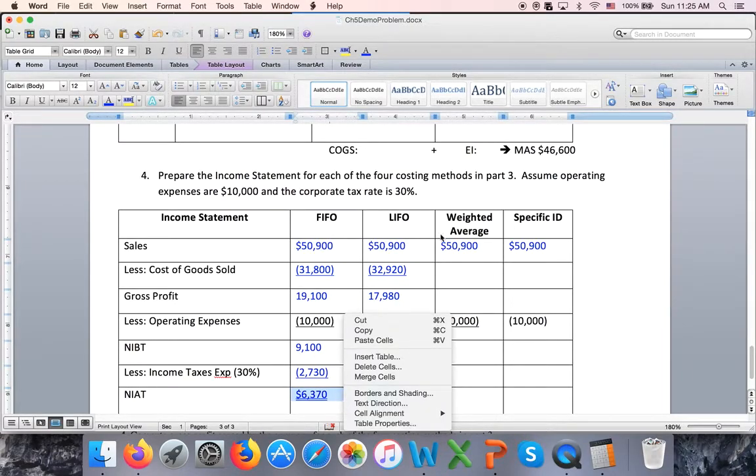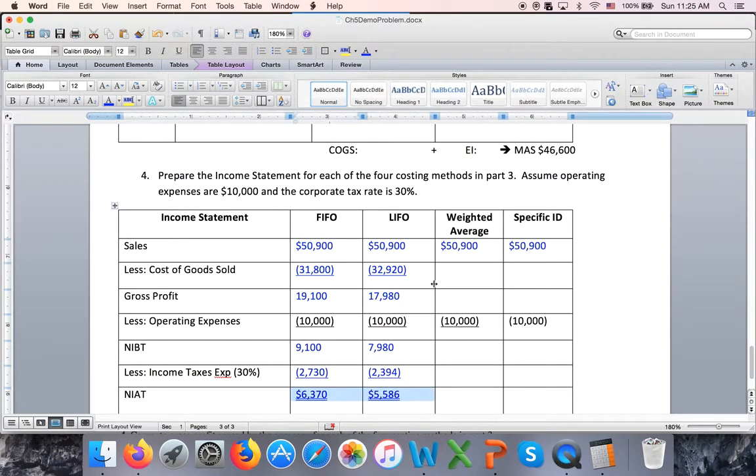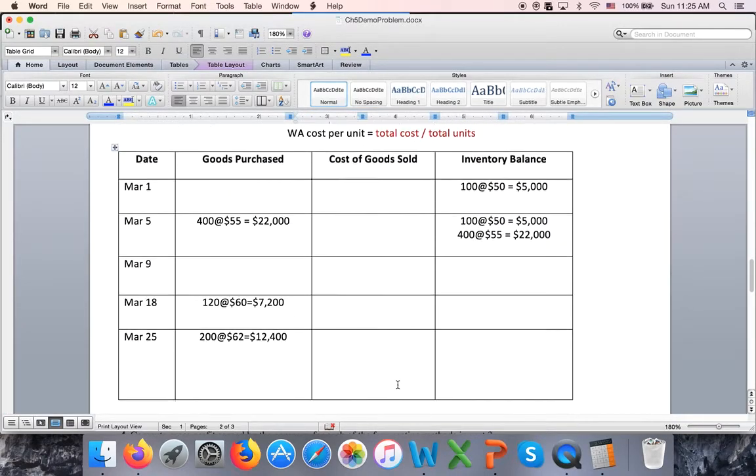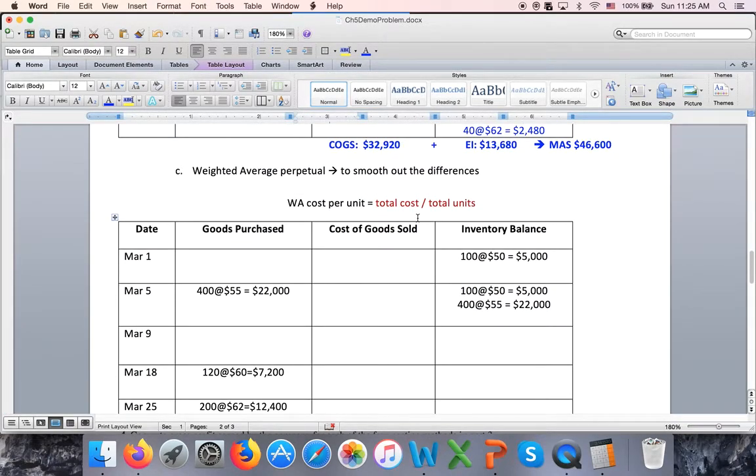Guys, again, if an example includes deflation, then everything changes. Then FIFO offers you the biggest tax advantage, and LIFO offers you the highest net income. Okay, almost done here, guys. Some companies argue, I don't want to use the very high or very low method. I want to use the weighted average method to smooth out the differences.